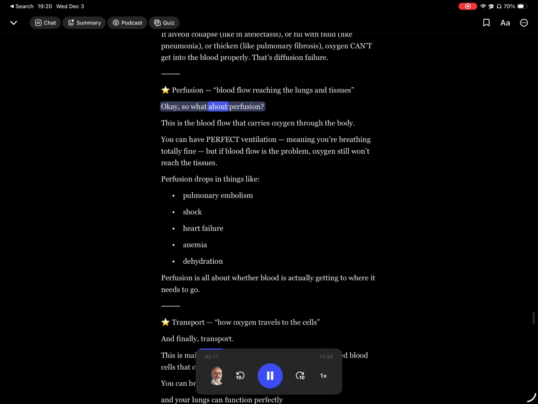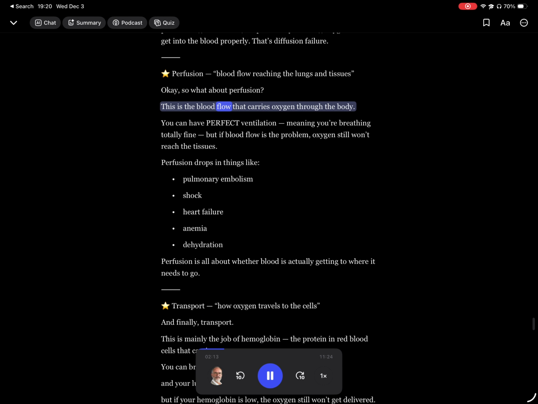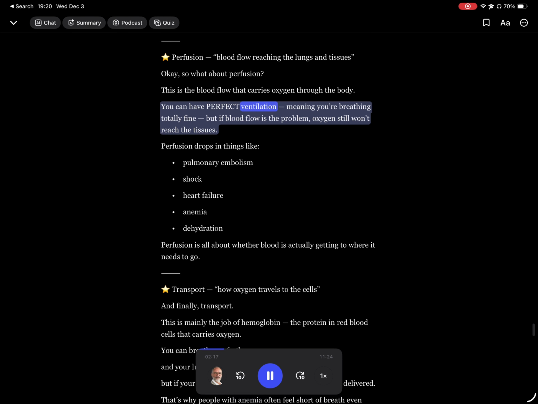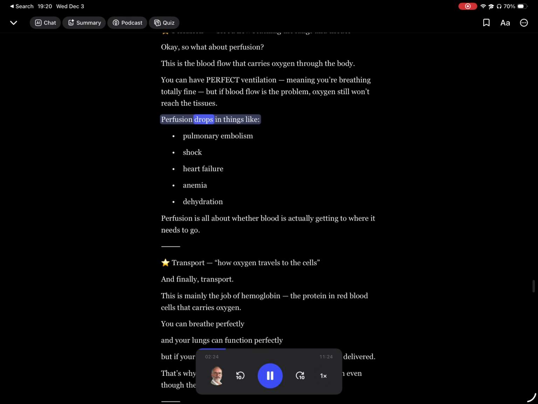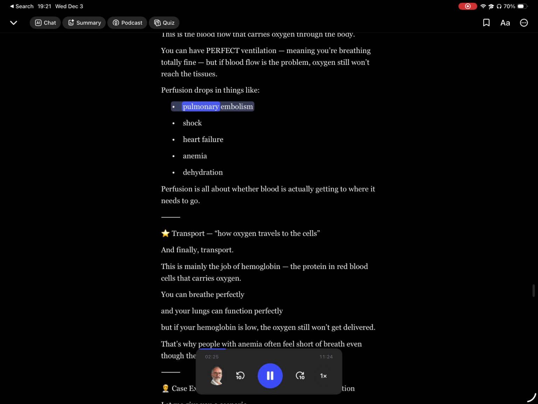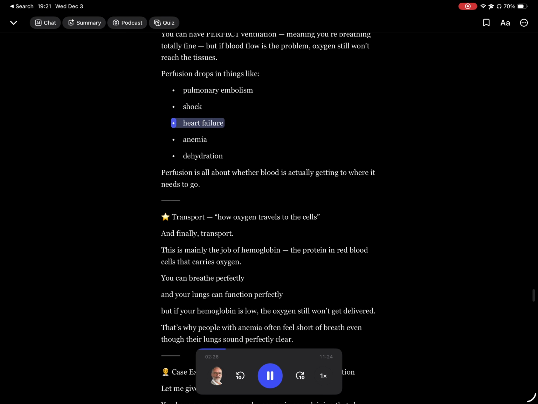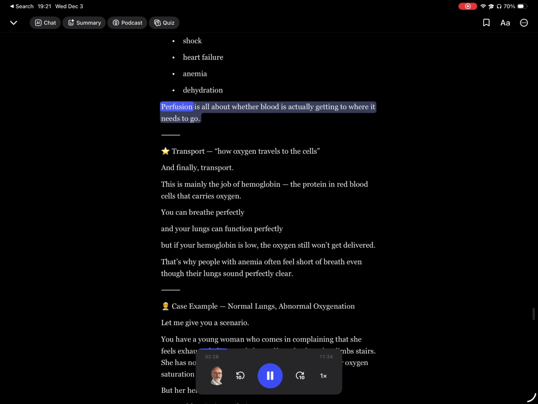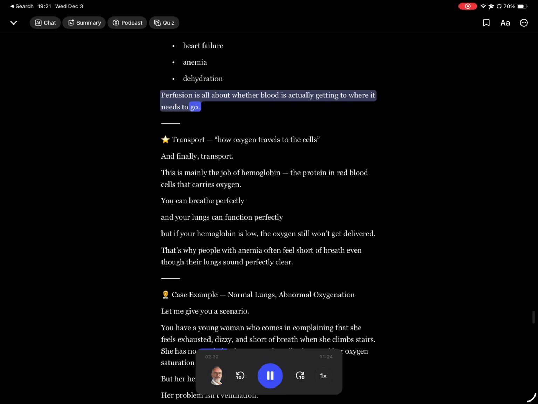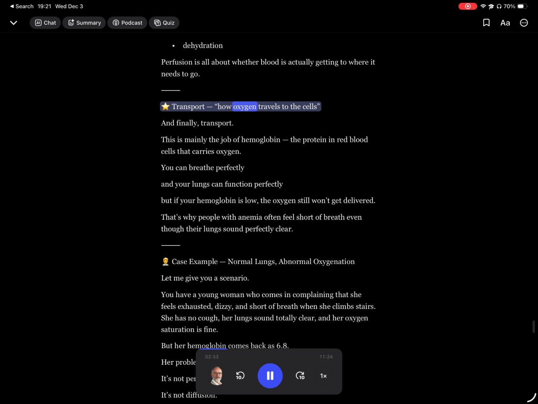Perfusion, blood flow reaching the lungs and tissues. Okay, so what about perfusion? This is the blood flow that carries oxygen through the body. You can have perfect ventilation, meaning you're breathing totally fine, but if blood flow is the problem, oxygen still won't reach the tissues. Perfusion drops in things like pulmonary embolism, shock, heart failure, anemia, dehydration. Perfusion is all about whether blood is actually getting to where it needs to go.